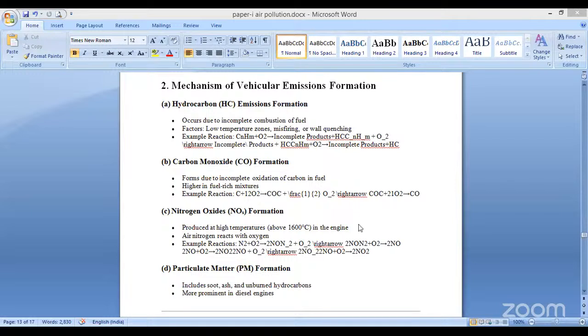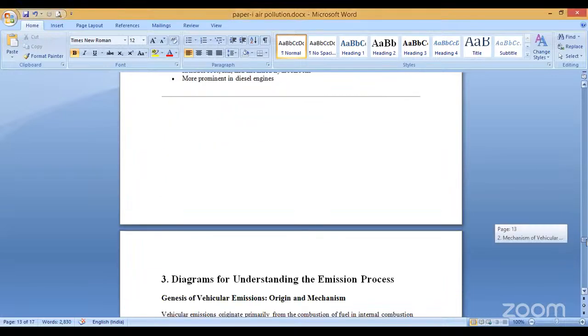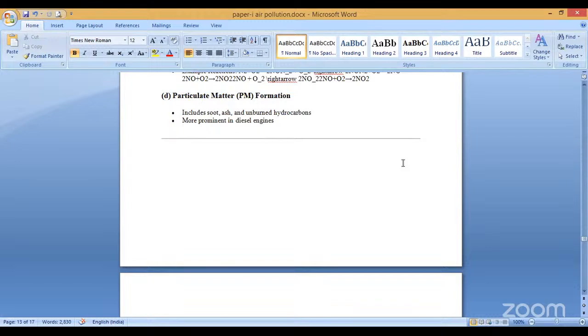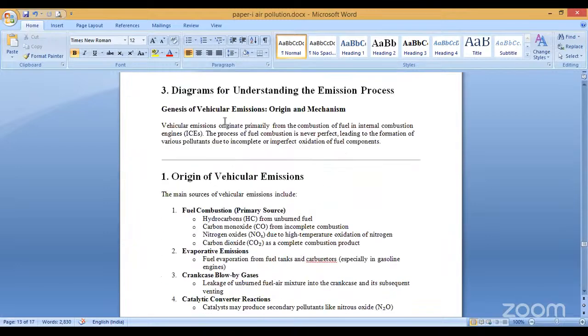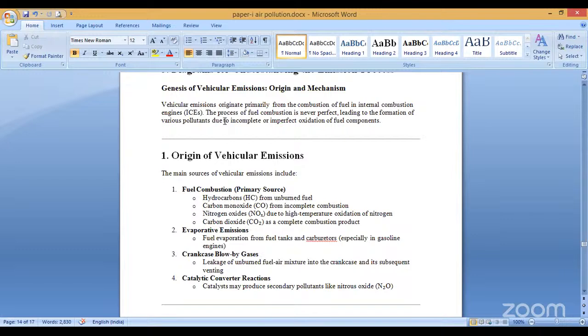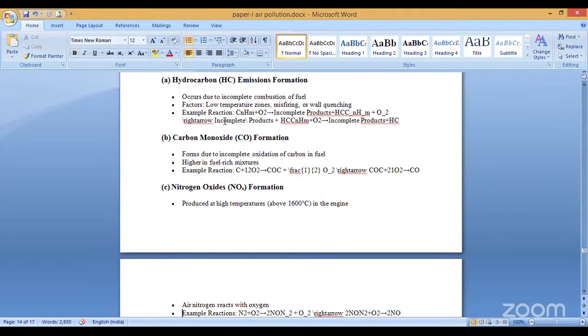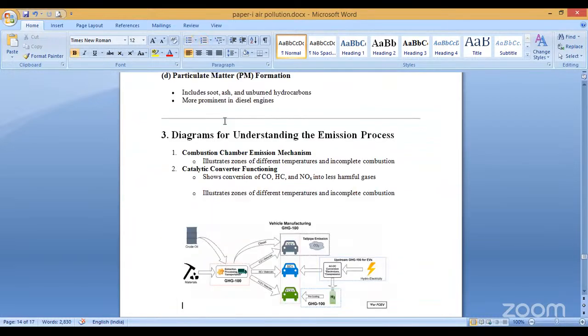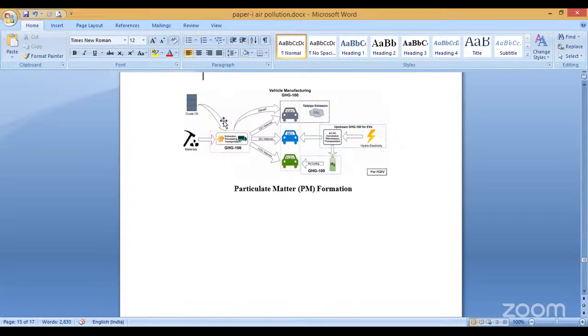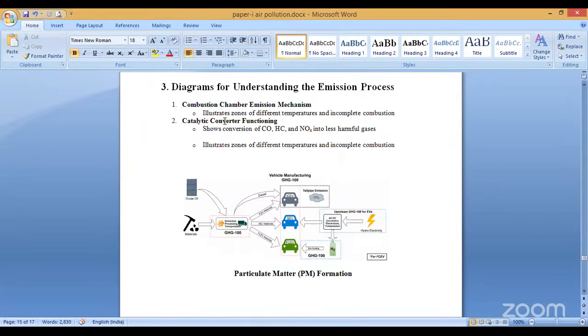The next one is particulate matter formation. It includes soot, ash, and unburned hydrocarbons, and is more prominent in diesel engines. Coming to the next one, genesis of vehicular emissions, origin and mechanisms. Already we discussed it very clearly. It is the same as the first one. Coming to the few points which are left here.